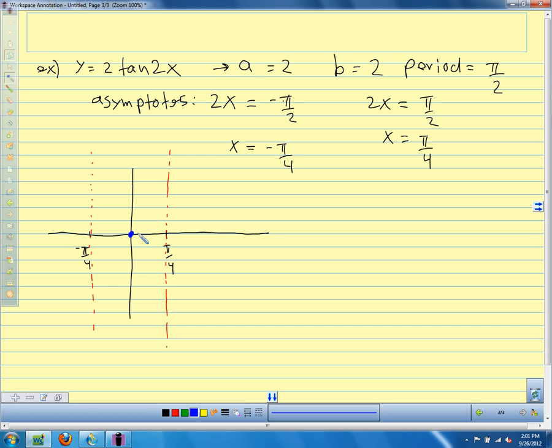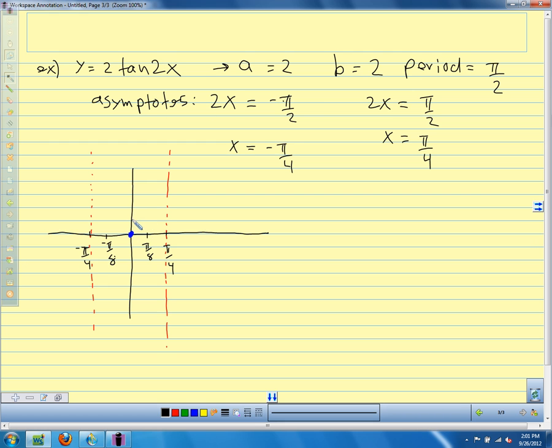Pi over 8. So I'm going to look here at pi over 8 and at negative pi over 8 for my additional points. So I can plug pi over 8 into my tangent function. I get the tangent of 2 times pi over 8. 2 times pi over 8 is pi over 4. Tangent of pi over 4 is 1 from the unit circle. And I multiply that by 2.